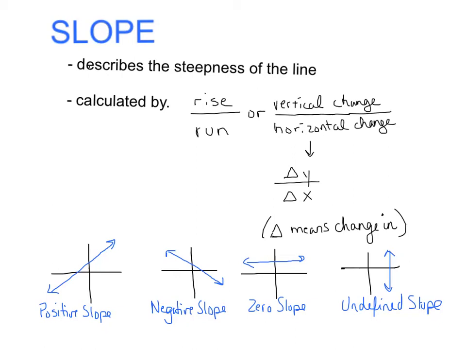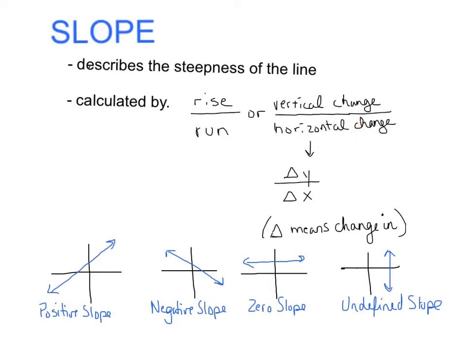In this section, we're going to take a look at slope. Slope describes the steepness of a line. So if I graph a line, okay, it's a straight line, how steep it is is what's known as my slope. It's calculated by looking at the rise over the run. In other words, the vertical change, the change in y, over the change in x, the horizontal change, my run.